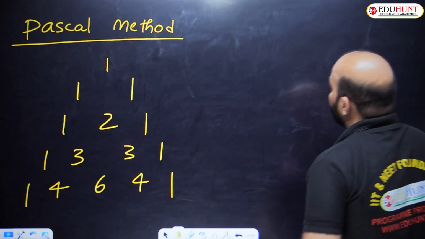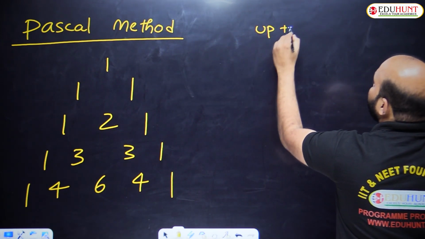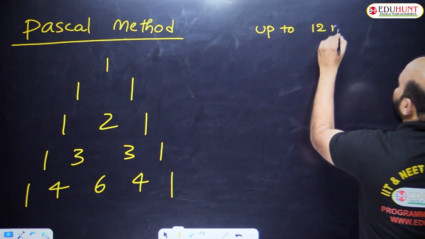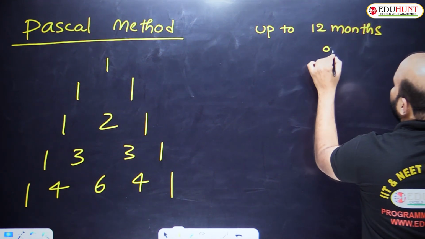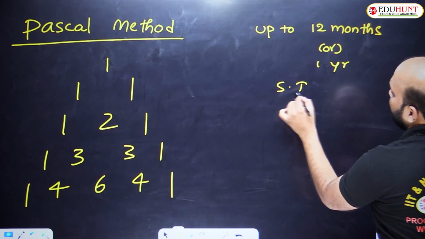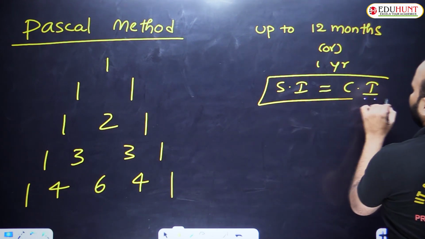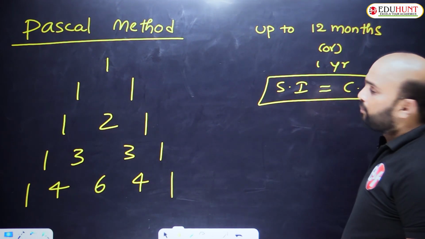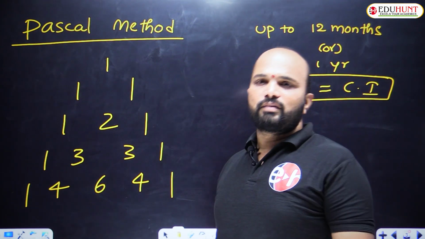But clearly we need to notice that up to 12 months, nothing but up to 1 year, simple interest and compound interest will be the same. Up to 12 months, simple and compound are the same. This is very important. But from the second year onwards, compound will increase and simple will be constant.